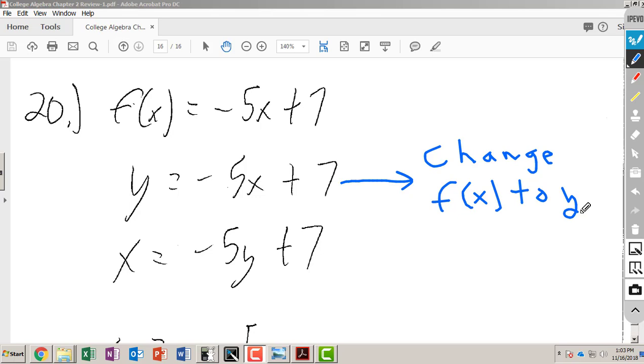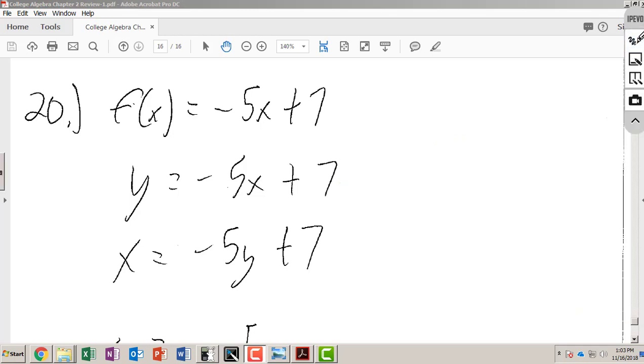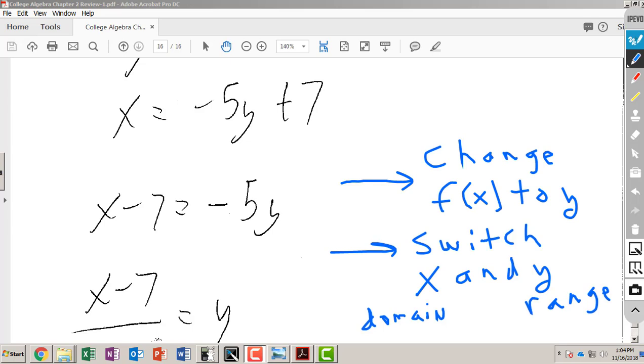Now the second step is you're going to literally switch your x and y values, or in other words, you're switching your domain and your range. And that is the definition of an inverse. The definition is they literally switch their domain and their range, or their x and y values. Now that I've done that, this leads me to my next step, which is to solve for y.